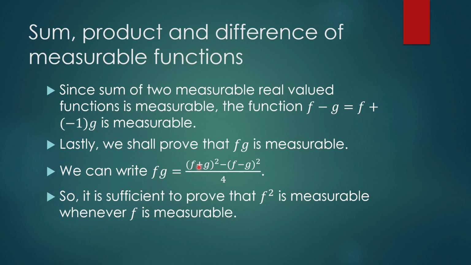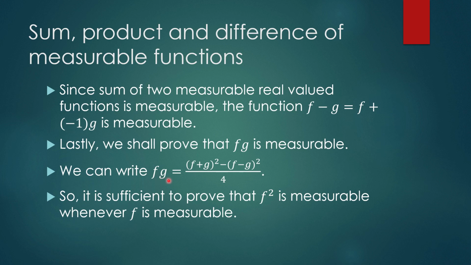So if the square of any measurable function is measurable, then f plus g squared will be measurable. Similarly, f minus g squared will be measurable. The difference of two measurable functions will be measurable, that is what we have just shown. And if you multiply that measurable function by a factor 1 upon 4, that is exactly fg, which will also be measurable.